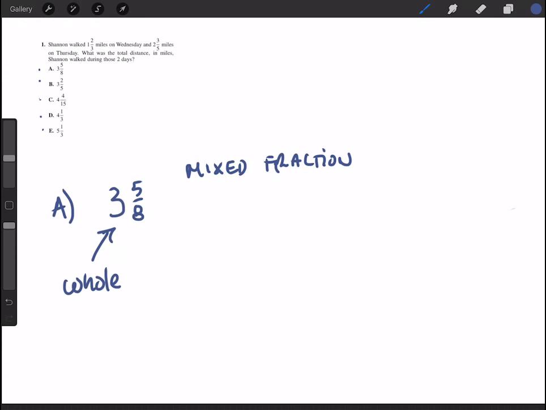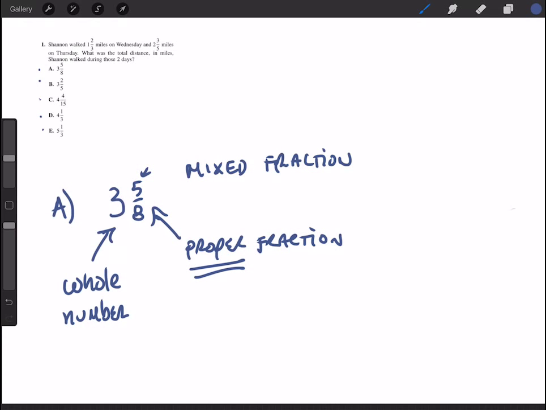This is a whole number, or an integer. And then this is a proper fraction. Proper in the sense that the numerator here, the 5, is smaller than the denominator here, the 8. We'll talk about improper fractions in a second.